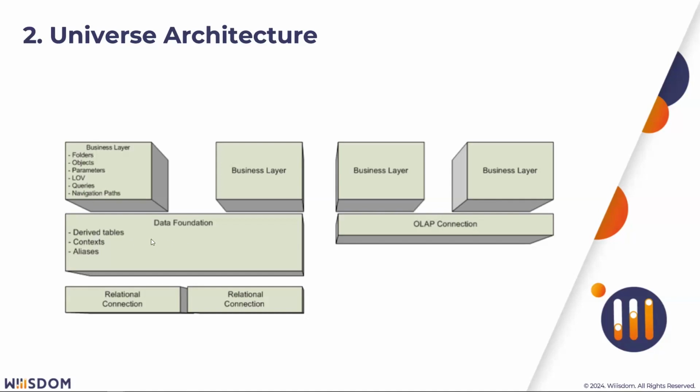And then on top of that one data foundation, you can build one or more business layers. And the business layer is really what the user sees. It is in the business layer that you have those objects that we've been using in Web Intelligence. Those objects are organized in folders. There's more things. There are parameters, lists of values. You've seen me use a list of values and more. But again, it goes way beyond the basic presentation here.